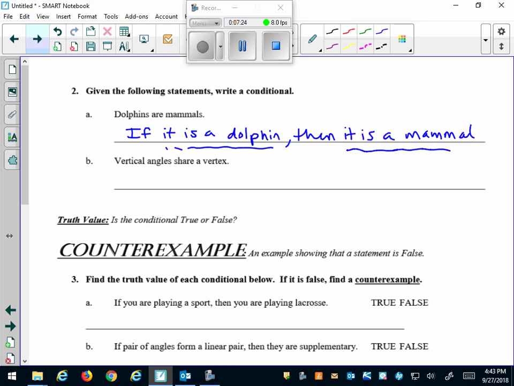Your Venn diagram would... okay, my smartboard stopped working here. This is not good. Oh my goodness.